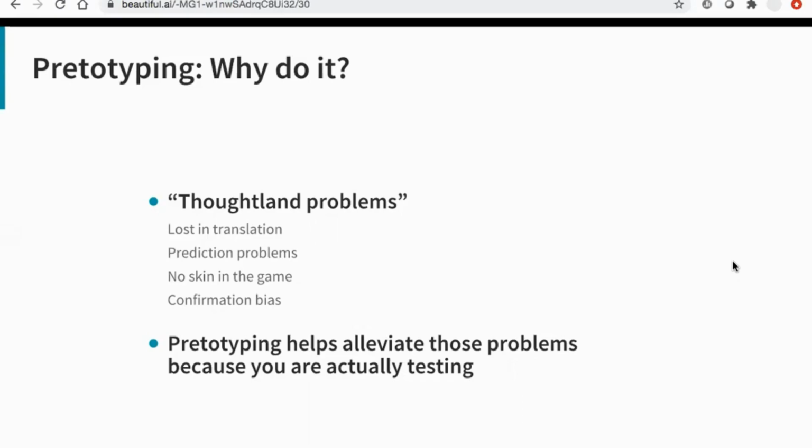Also, when you talk to people, there is an opportunity for confirmation bias. Keeping your questions open-ended and not leading people to the answers you want to hear is a helpful first start to try to eliminate that confirmation bias, but it's still difficult to not hear what you want to hear when you've been working on an idea for a really long time. So pretotyping helps alleviate those problems because you're actually testing the idea with customers and getting feedback.